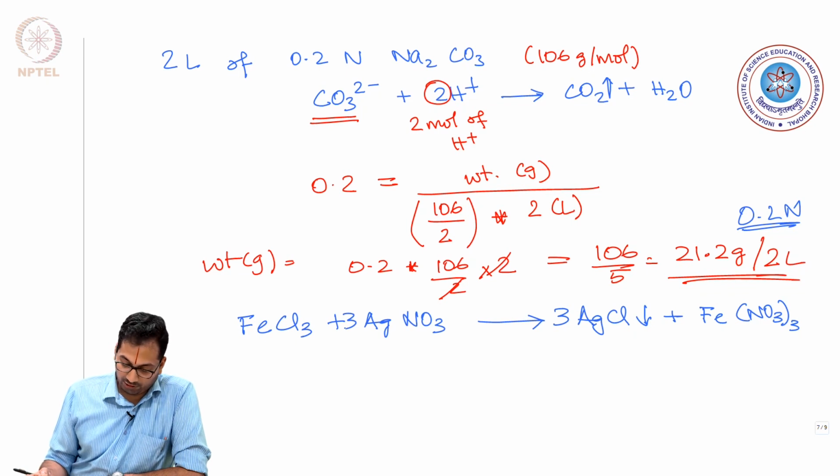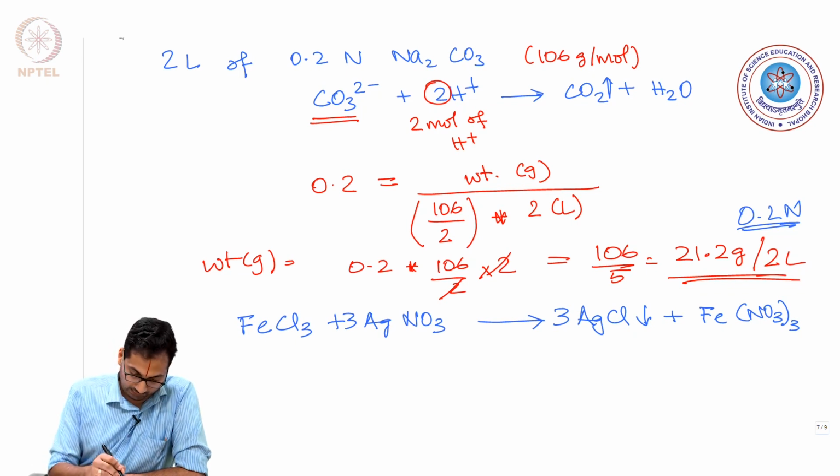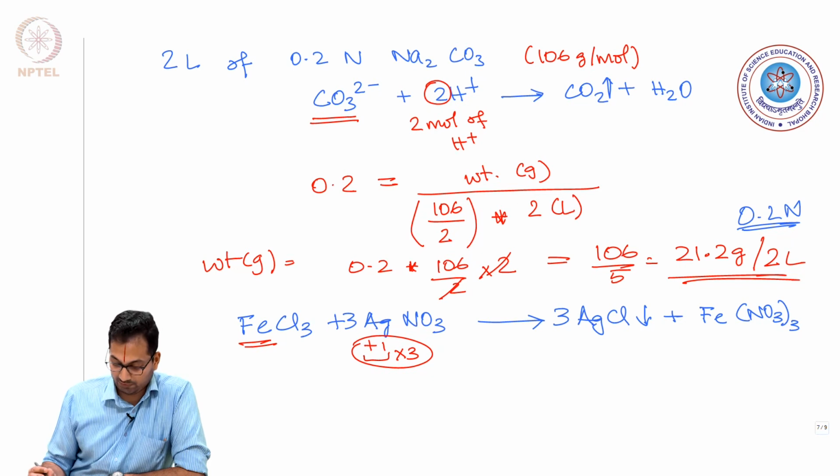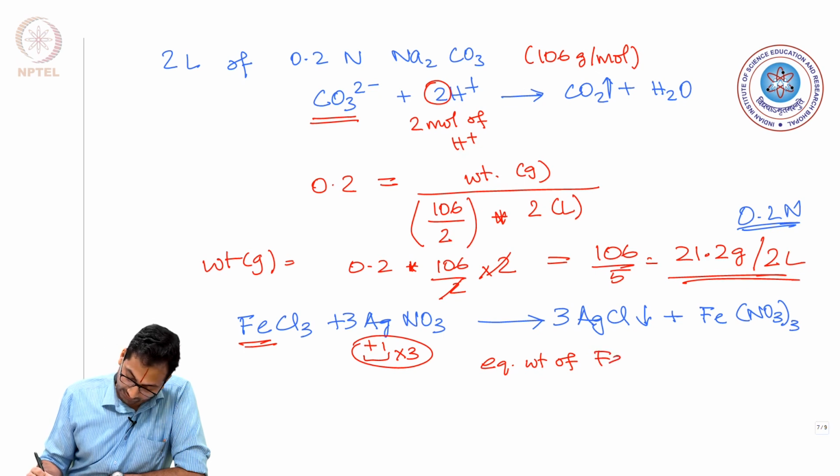In this case, what you are able to realize is that the iron atom is going to be engaging itself, or rather will be using 3 equivalents of a univalent silver ion. So, therefore, the equivalent weight of iron in this case is going to be given by the molecular weight of FeCl3 divided by 3.